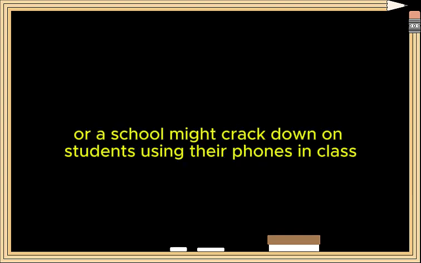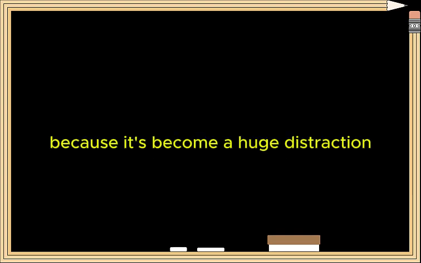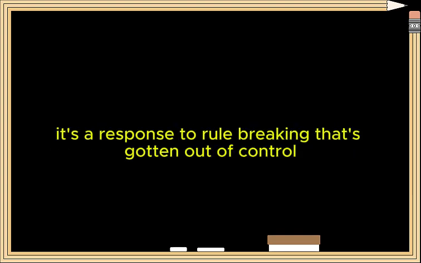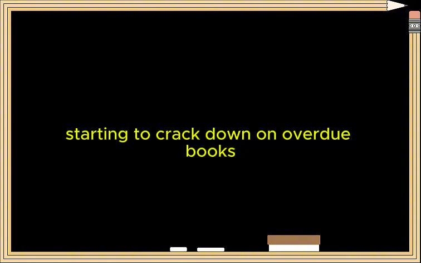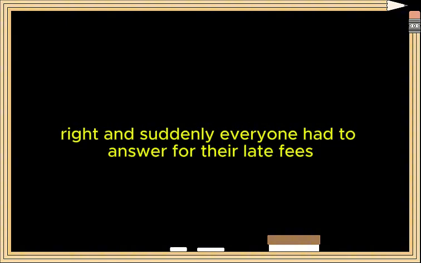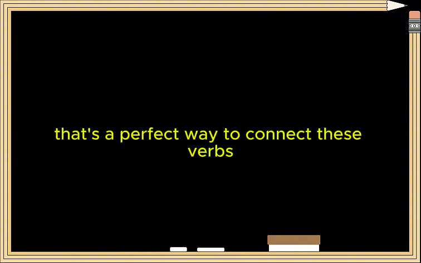Or a school might crack down on students using their phones in class because it's become a huge distraction. It's a response to rule breaking that's gotten out of control. The source had a funny example about a library starting to crack down on overdue books. Right, and suddenly everyone had to answer for their late fees. That's a perfect way to connect these verbs.